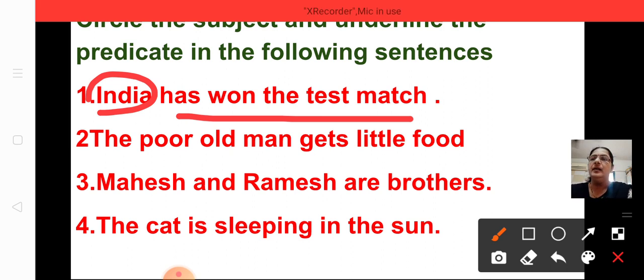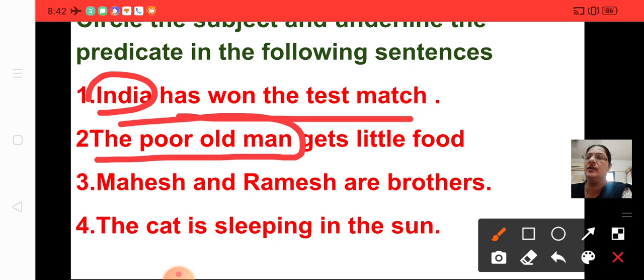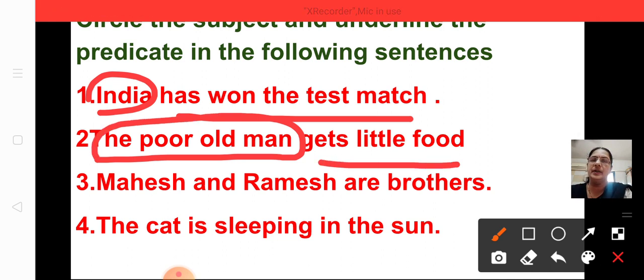Understood? "The poor old man gets little food." Not only "the old man." If you tell the noun alone, you will underline only "man." No, this one, "the poor old man," is the subject. We are going to circle this. "Gets little food" is the predicate. Understood? So the poor old man, we are talking about whom? The poor old man. That is the subject. "Gets little food" is the predicate.